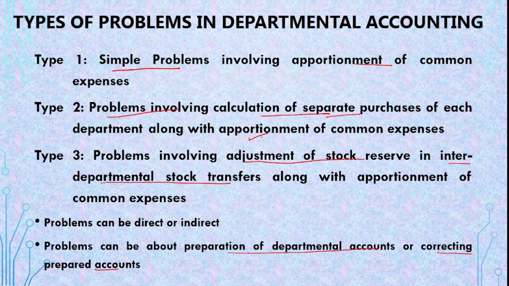So next time we will be working on the practical component. We will be starting with the type 1 problem, that is the issue of apportionment of common expenses, right? And then we will move on to the next. So I hope the whole theory component is clear to you.